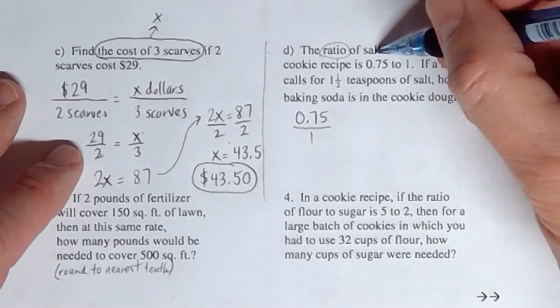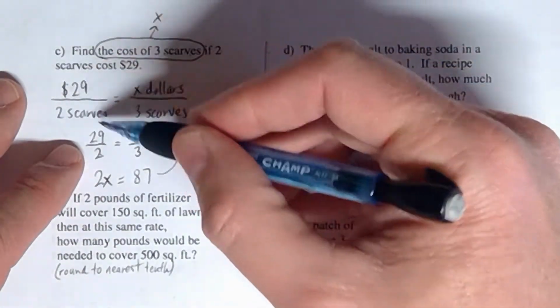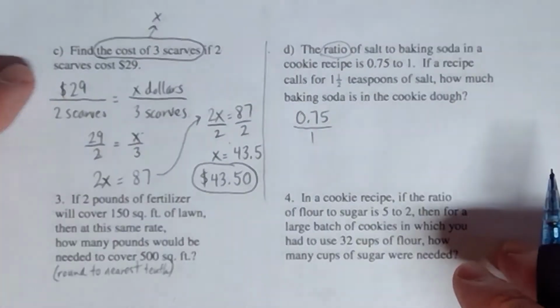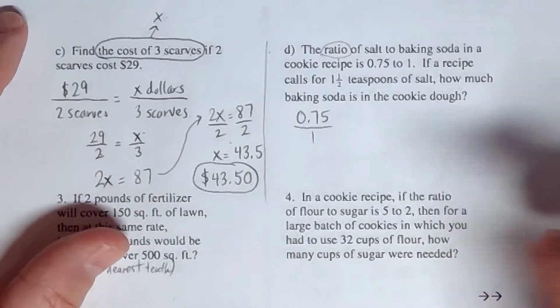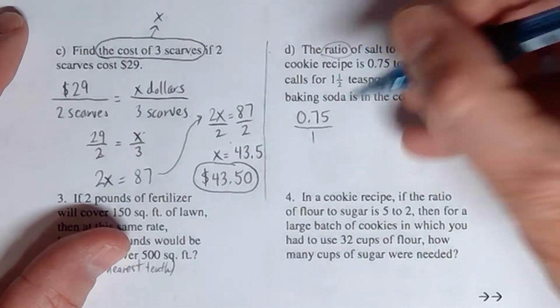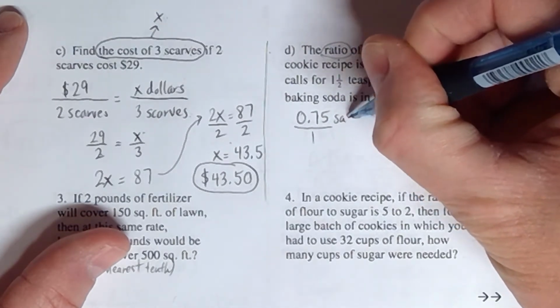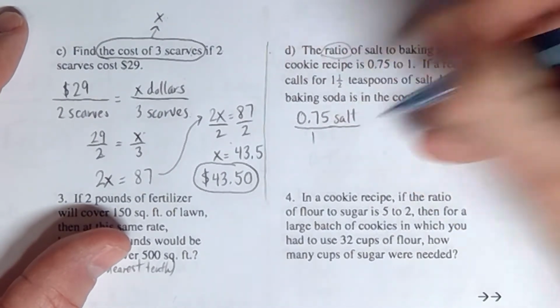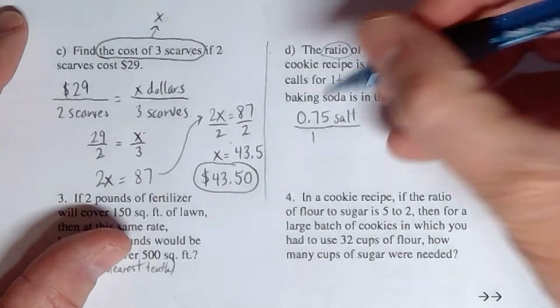All right, but let's make sure to write down our words. Remember, the words are important when you do these problems in this section. And so the 0.75 is the salt and the 1 is the baking soda.